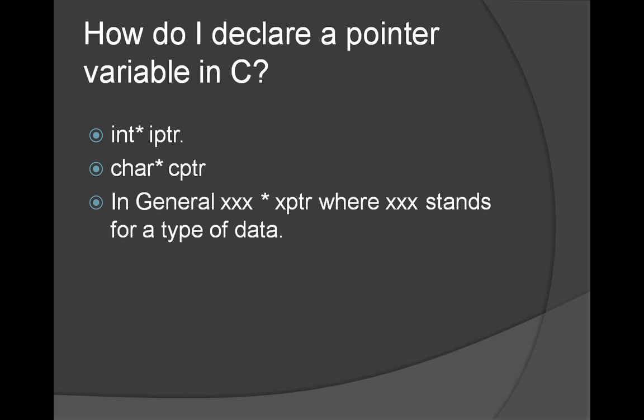So here is a little bit of syntax for pointers in C. This is how you declare a pointer variable. So int *ptr is a pointer to an integer variable, or char *ptr is a pointer to a character variable. In general, the data type, then a star, then the variable name is a pointer.